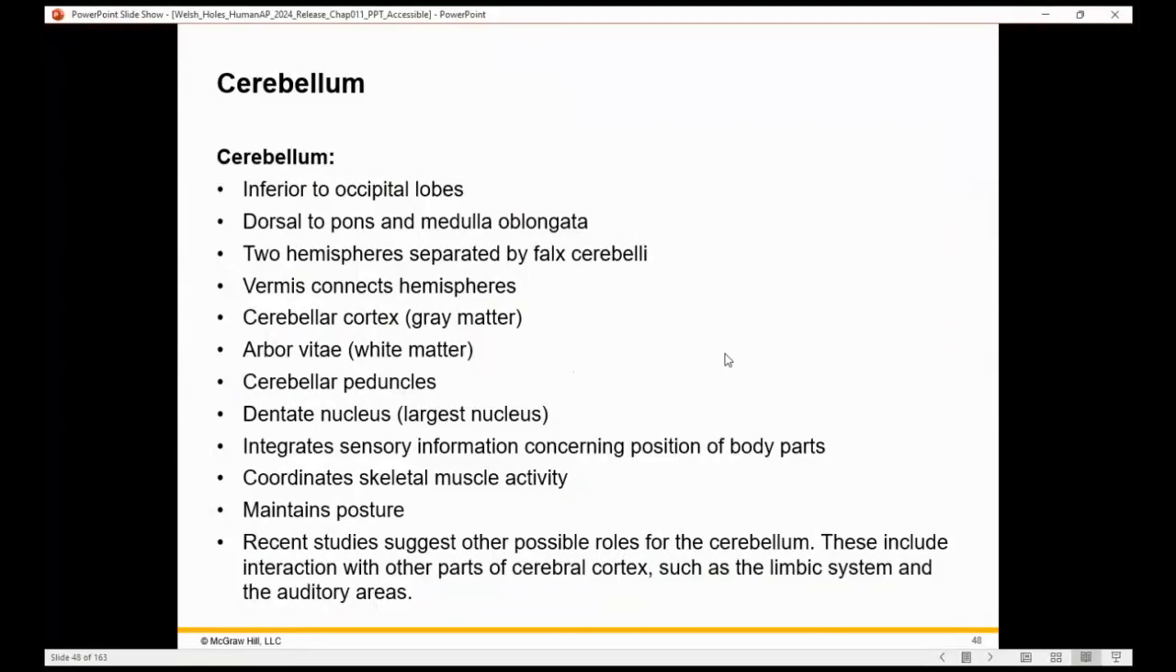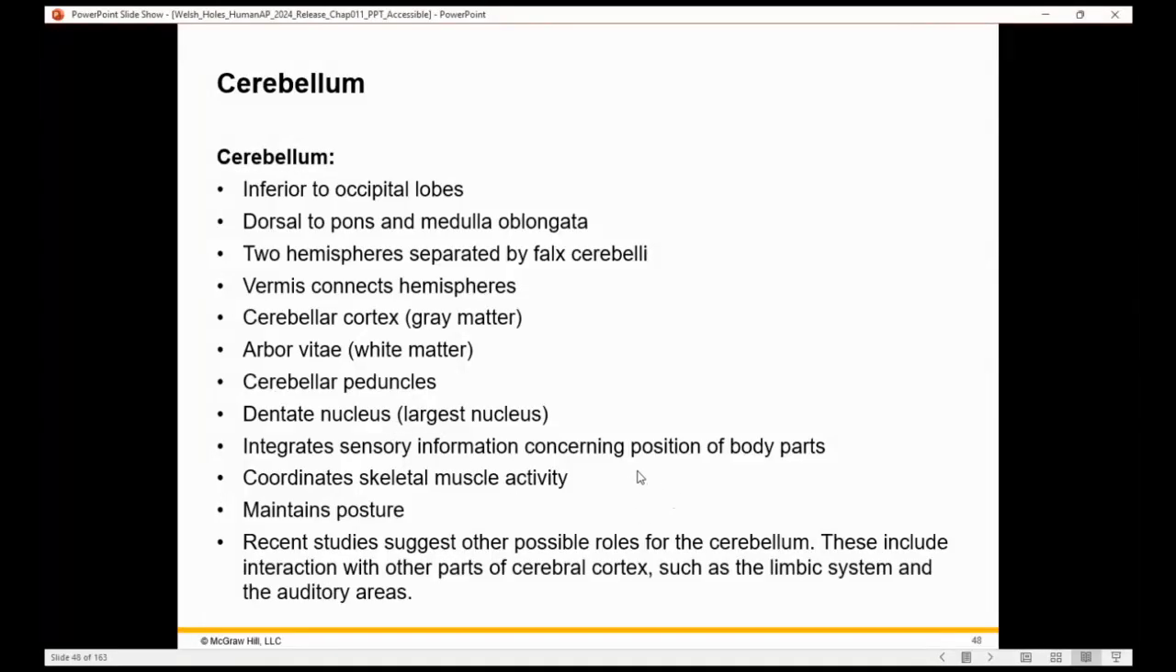Okay, at the back of the brain and underneath, we have the cerebellum. So it's inferior to the occipital lobes. It's dorsal to the pons and medulla oblongata. It has 2 hemispheres that are separated by the falx cerebelli. The vermis connects the hemispheres. The cerebellar cortex is gray matter, and the arbor vitae is the white matter. Cerebellar peduncles also are found, and a dentate nucleus, which is the largest nucleus.